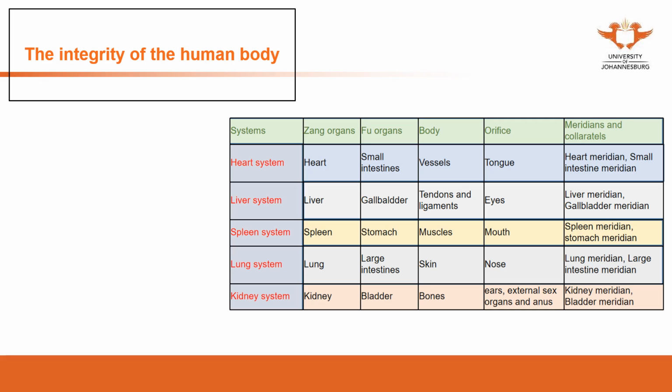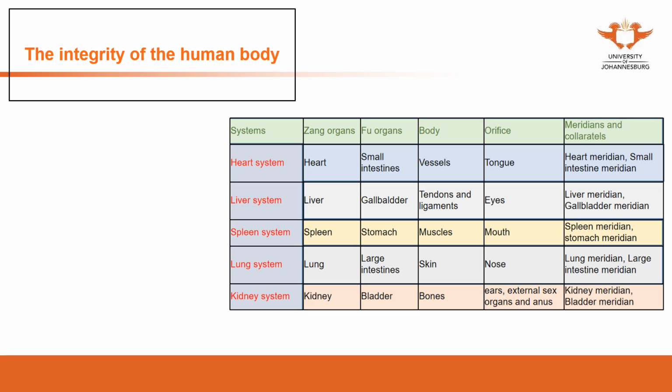The integrity of the human body. From this view, Chinese medicine links the whole human body in five systems: the heart system, the liver system, the spleen system, the lung system, and the kidney system. These five systems are very different from anatomy or conventional medicine, which use the vascular system, skeletal system, and neurological system. So they use different tissues or organs of different structure.